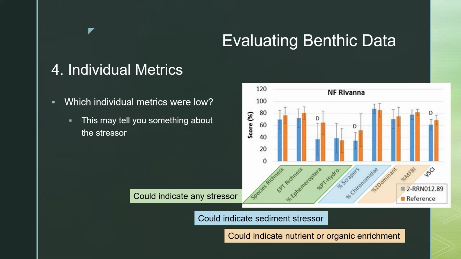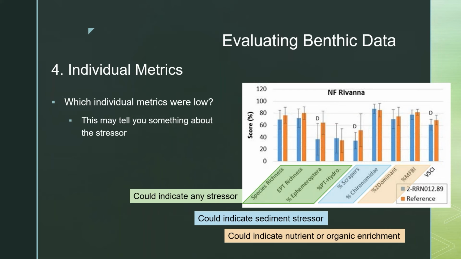I think Nesha shared a particular figure that looks somewhat like this, where we were looking at both a reference station within the watershed as well as the impaired station within the watershed to see which of the individual metrics really changed, which ones were driving the low VSCI score. And those different metrics can sometimes tell us different things.